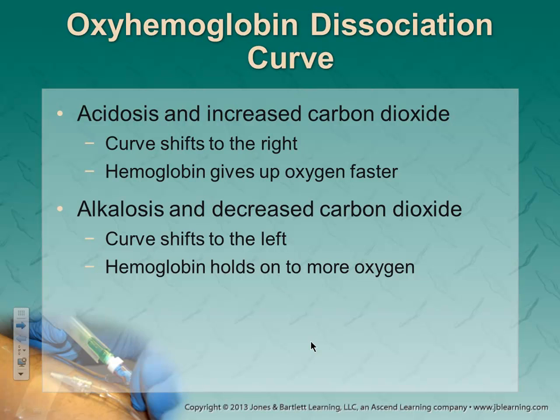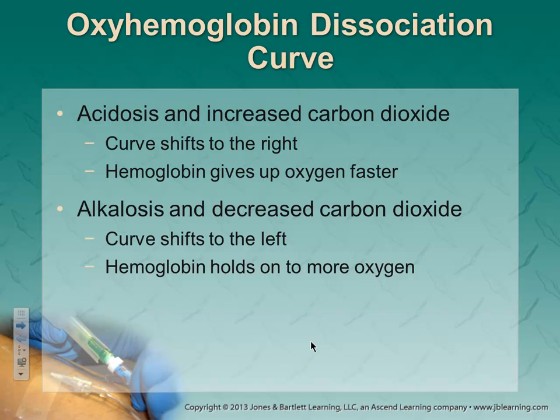Acidosis and increased carbon dioxide, this makes the curve shift to the right. So if the blood is acidic, it's going to take more oxygen to get the oxygen levels up. It means that hemoglobin gives up oxygen faster, it doesn't hold on to it as long, and so it won't be as readily available to be transmitted to the cells.